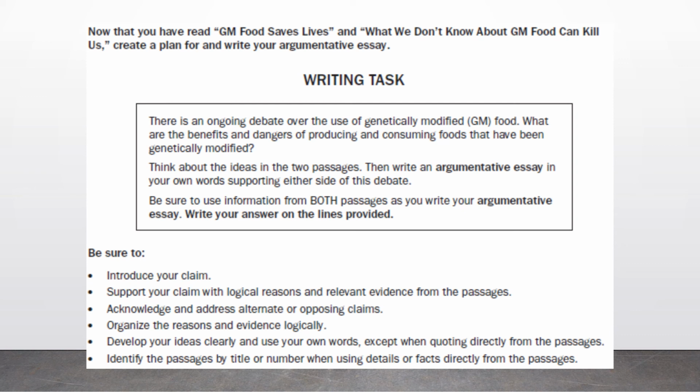So let's go to this writing prompt here. There's an ongoing debate over the use of genetically modified food. What are the benefits and dangers of producing and consuming foods that have been genetically modified? Think about the ideas in the two passages, then write an argumentative essay. You are arguing a point. So, boom, I'm going to use R from RACE, and this is the only part of RACE that I'm going to use. The benefits and dangers of producing and consuming foods that have been genetically modified are expansive, or there are many benefits and a few dangers, or there are tremendous benefits of producing and consuming foods. Choose a point, okay? Then write an argumentative essay arguing your point.